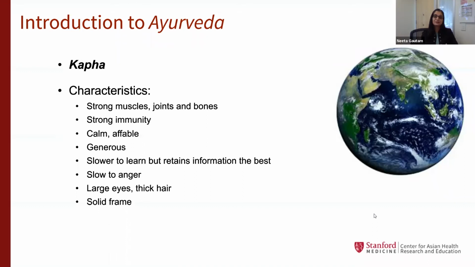The characteristics of someone who's predominantly Kapha, they tend to have the strongest body frame, strongest muscles, joints, bones, strong immunity. In general, those of Kapha predominance are very calm, very generous, very kind, very nurturing. They are a little slower to pick up concepts, but they are the best at retaining information once they've learned it. They're very slow to get angry. In terms of their physical structure, the solid frame is a characteristic of Kapha predominance, along with large eyes, very thick, lustrous hair.